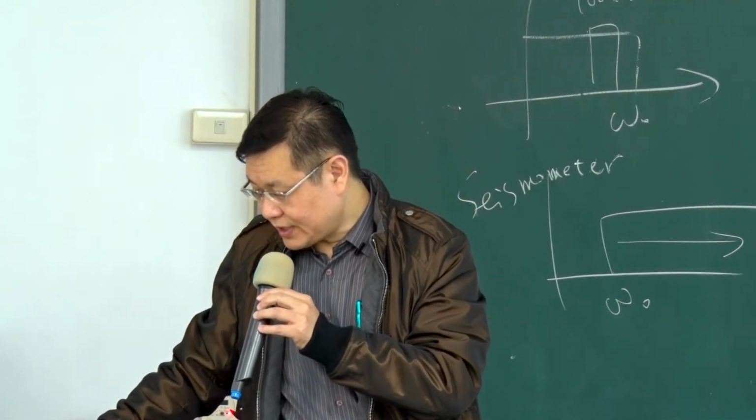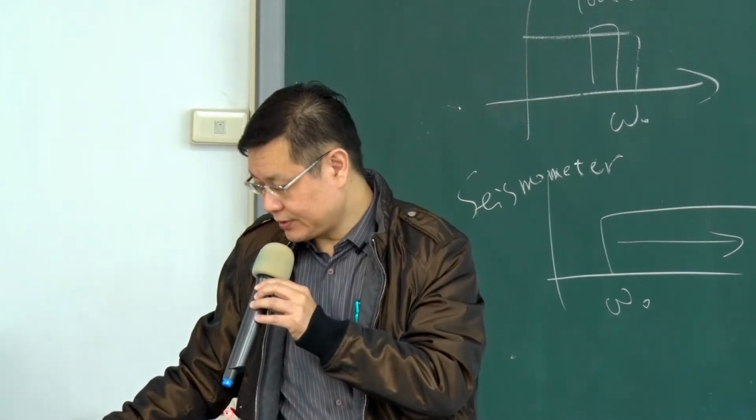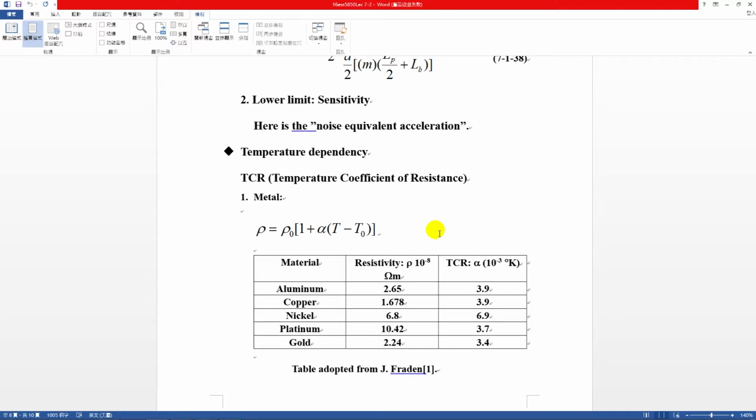So even though they are linear, they are different in magnitude. For different metals, you can see the TCR are different. For example, aluminum is 3.9 and nickel 6.9. Most of the metals are within the range of several times 10 to the minus 3 per degree K or degree C. Some are a little bit larger, but they are within the same order of magnitude.